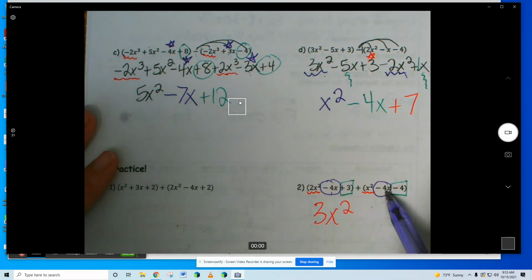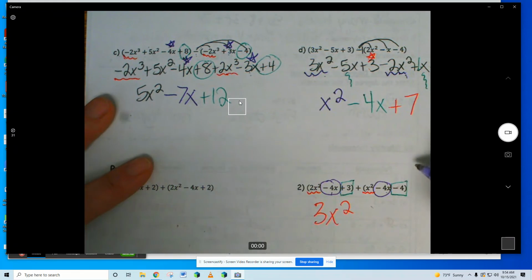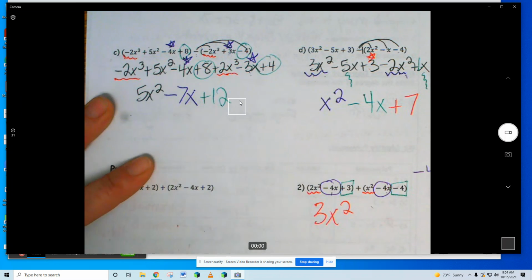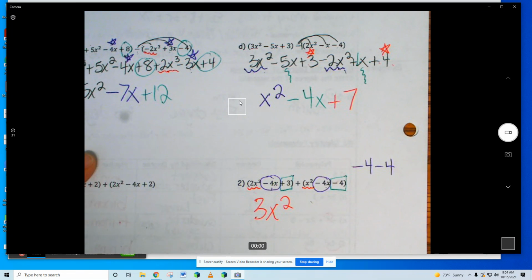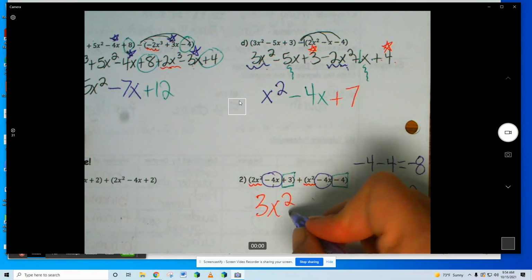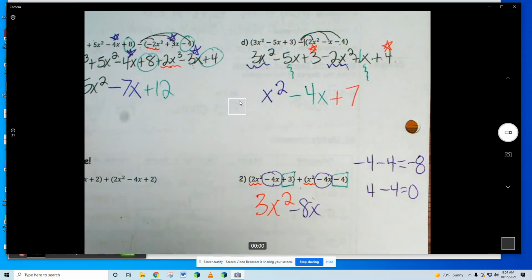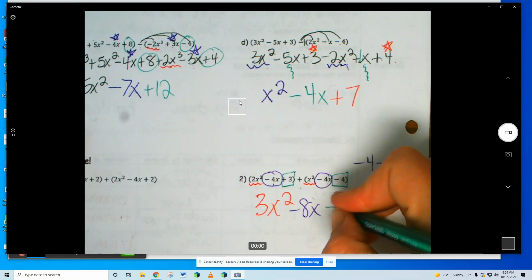Negative 4x, negative 4x. It's not 0. Negative 4 minus 4 does not mean 0. This is negative 8. You know what is 0? Positive 4 minus 4. That's 0. You need to know the difference between the two. Negative 8x. Green, 3 minus 4. Negative 1.